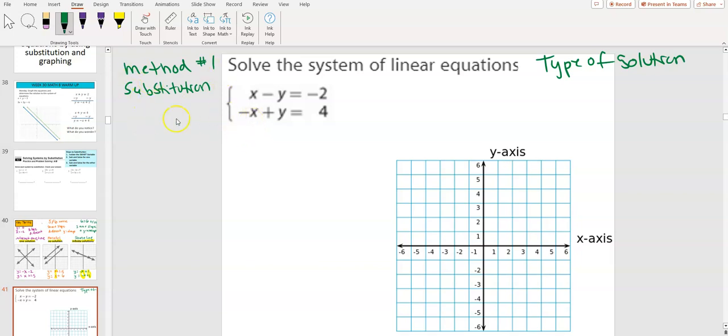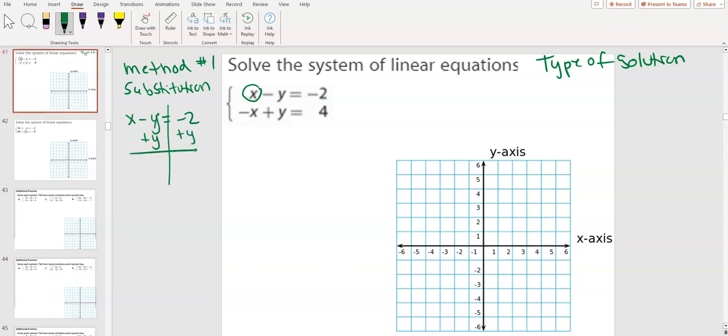Okay, so with substitution, I'm going to identify my smart variable, which in this case, I'm just going to pick x, and I'm going to rewrite my equation isolating x. So I'm going to add y to both sides. Whoops. And I'm going to get y minus 2. I now know that x is the same as y minus 2.